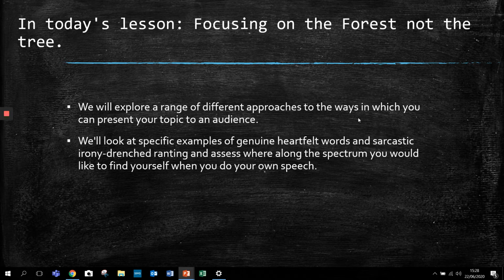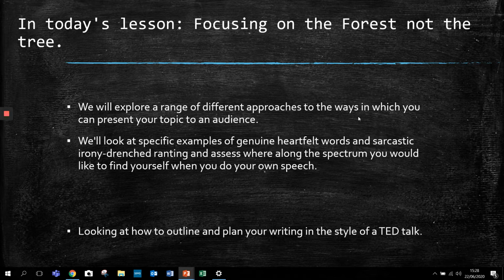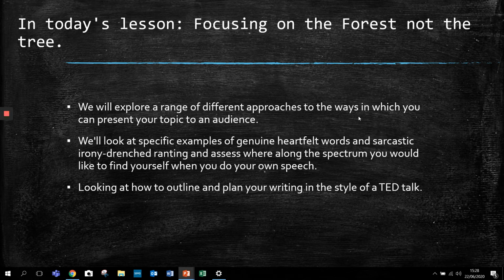We're not just talking about being very serious. We're talking about using humour, because humour is one of the best ways to get your audience to agree with you, okay? And we're going to think about, where do you want your speech to go? Your speech is going to be very serious. Is your speech going to be very funny and ironic, satirical? Okay.